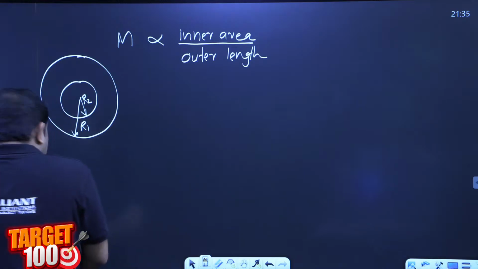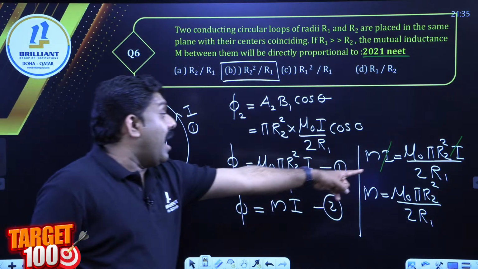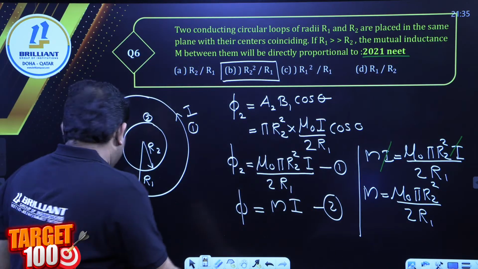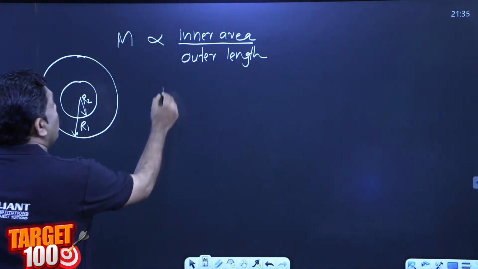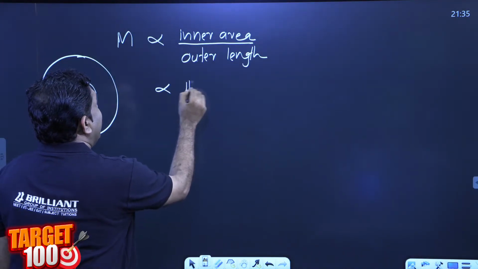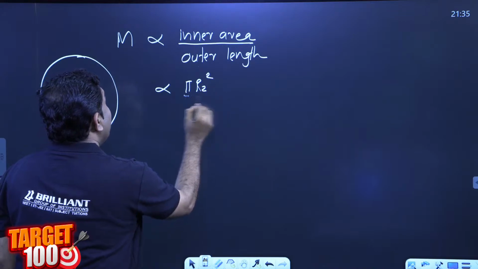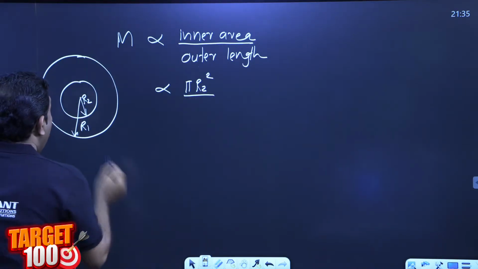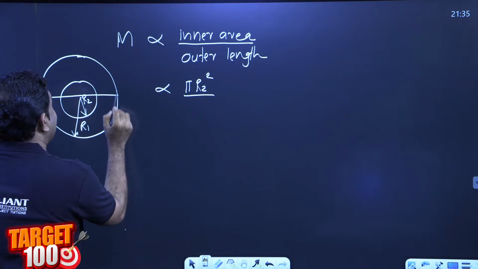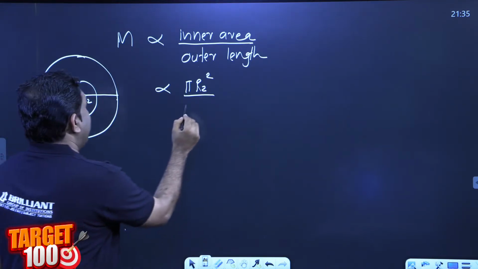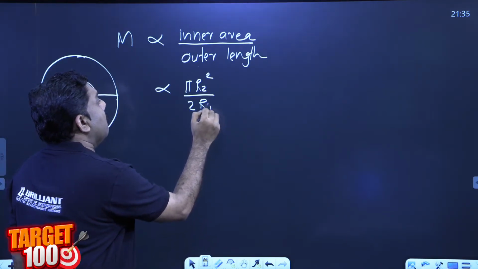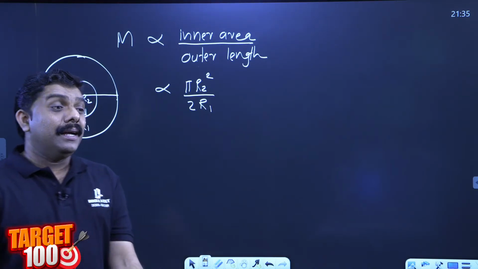So you will see in the last question we got pi R2 square. So the inner area we have is pi R2 square. What is the outer length? Outer length means this length, the diameter is coming. So we can say that is 2R1. So this is the picture.